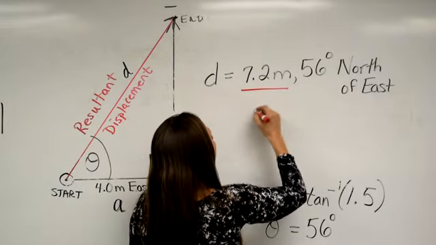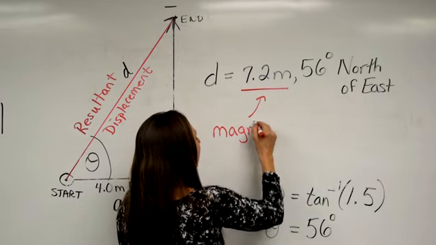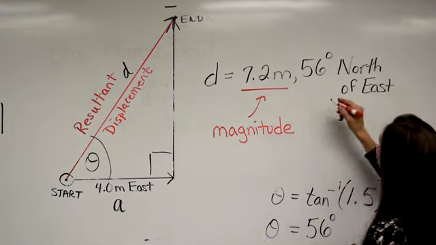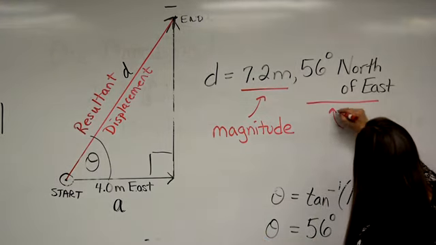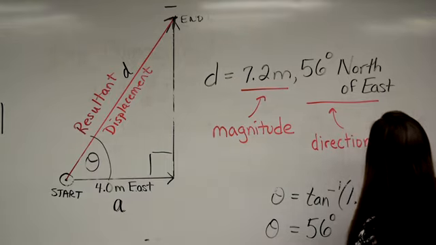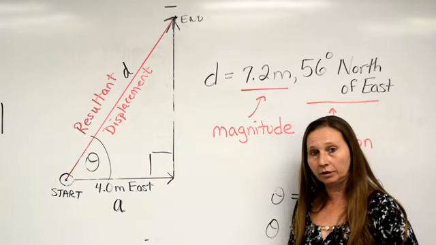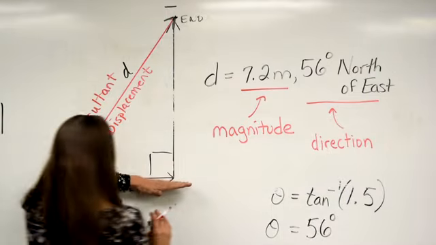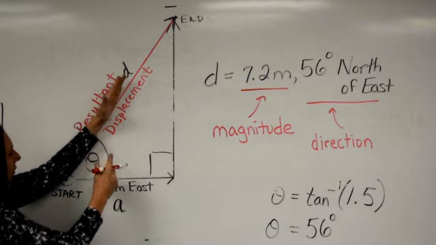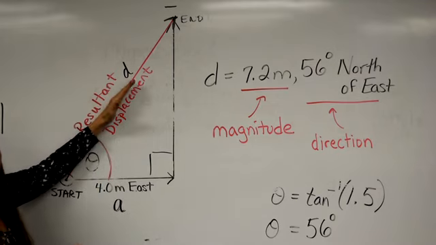So, for the displacement, you have the magnitude, that's the number with the unit, the magnitude of Jasmine's displacement, and the direction of Jasmine's displacement. The direction in this case is not exactly east or exactly north or exactly south. She is ending up 56 degrees, right, north of east.